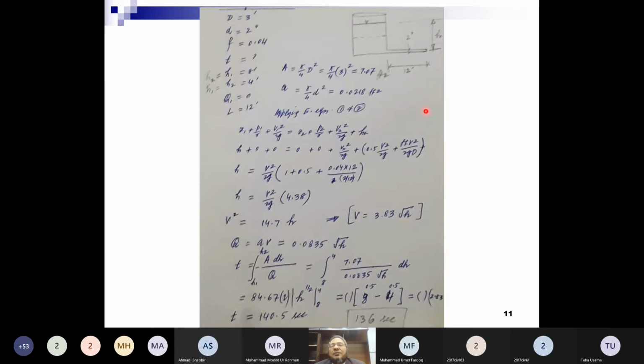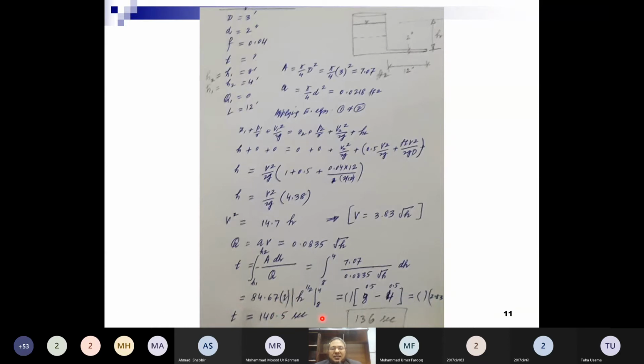And if I know the velocity of flow in this pipeline, what would be the discharge? Area into velocity. This is basically Q2. If you multiply this with the area, you will get 0.0835 root of h. So what we did, we wrote the value of Q in terms of h. Now it is very easy to put the values in this equation: small dt is the integral with limits h1 to h2 of A dh over Q. Put values and solve it, and then you will get the answer.